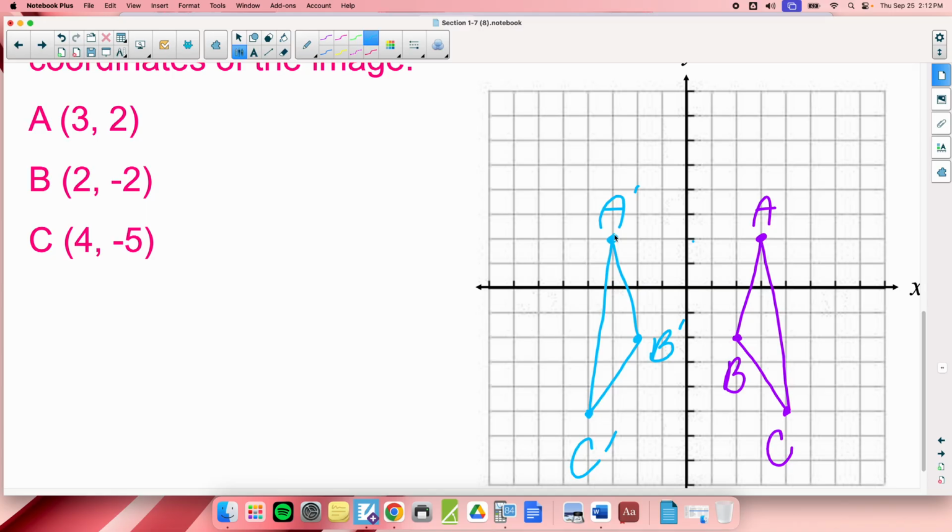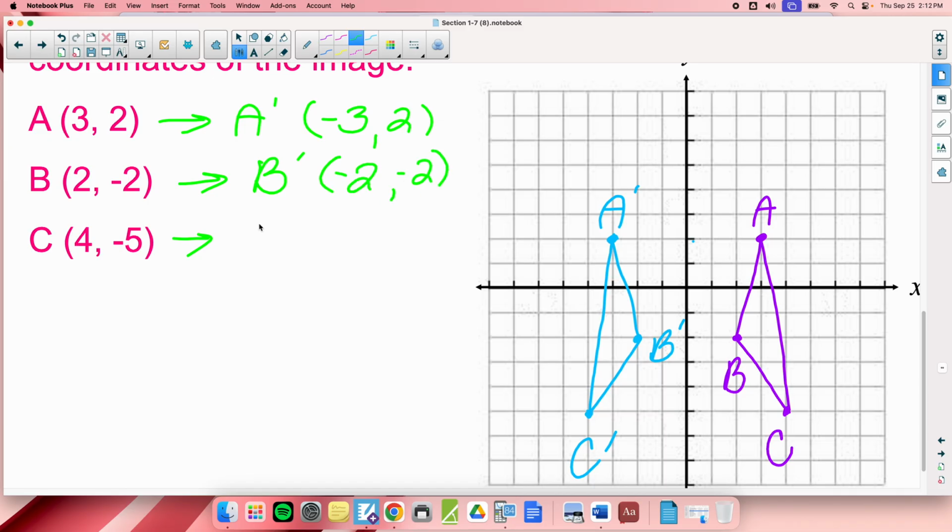If you do it the way I had you do the rule, your A prime, if you are going over the Y, which coordinate are you gonna change the sign on? The X. So it'd be -3, 2. Your B prime, what do you think that one should be? Yep, -2, -2. And your C prime should be, very good.